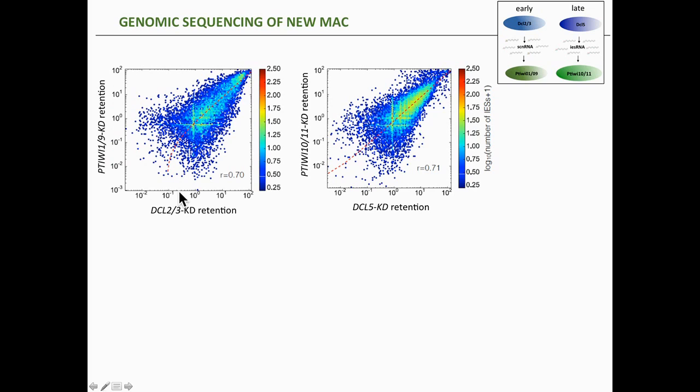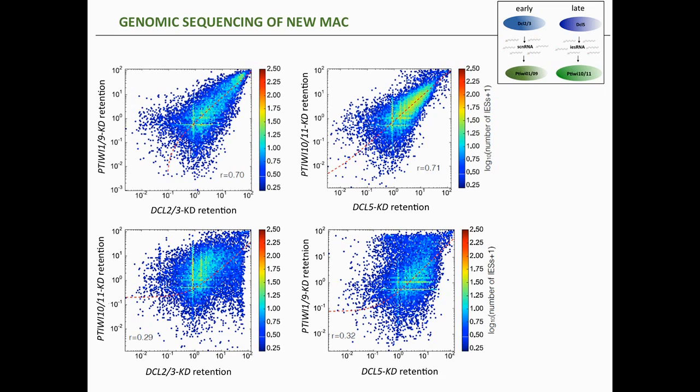We compare here the early Dicer and the early PVs, and based on the correlation coefficient of 0.7 and the high density, we can say that they are affecting the same population of IESs, meaning that they are probably also working together. The same is true for the late PVs and the late Dicer. Unlike when we compare the late Dicer with the early PVs and the early PVs with the late Dicer, where the correlation coefficient is only 0.3.